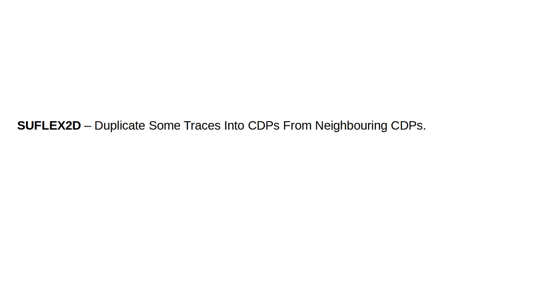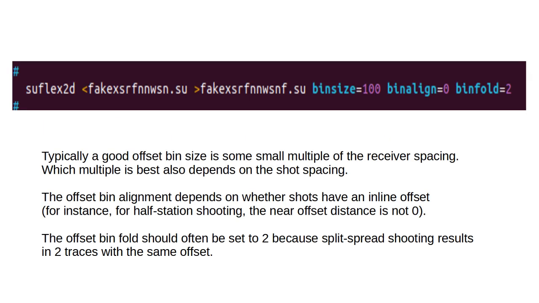Here is a setup for the SuFlex 2D program. This program examines the offset distribution inside each CDP and duplicates traces from neighboring CDPs if some offsets are missing. Those duplicated traces from neighboring CDPs have their CDP number changed to the CDP number of the CDP being examined. This means those duplicated traces will be part of that CDP gather and stack.